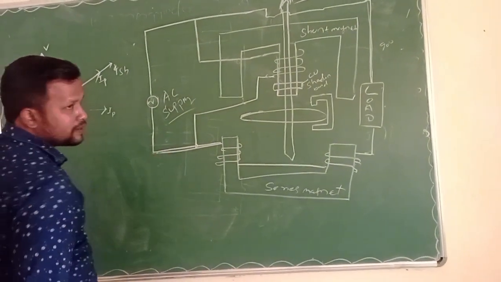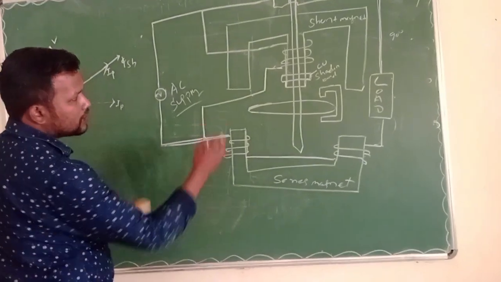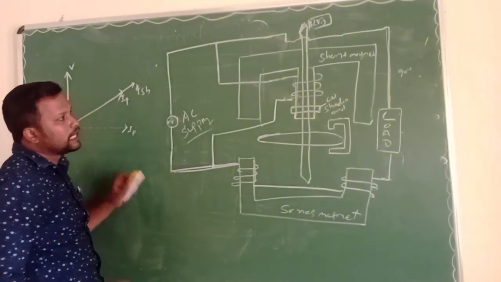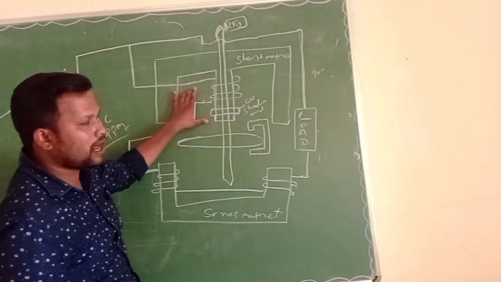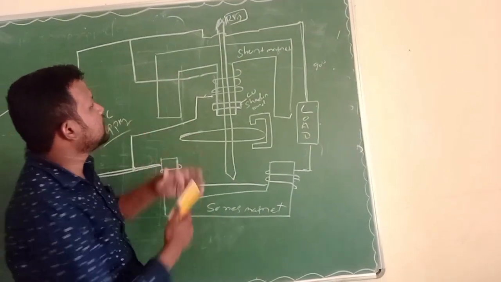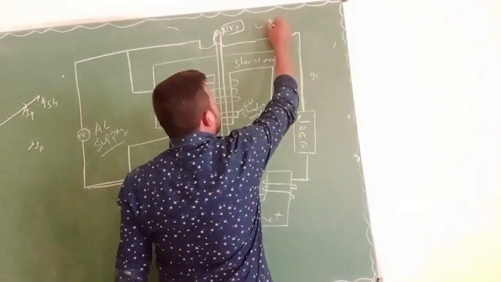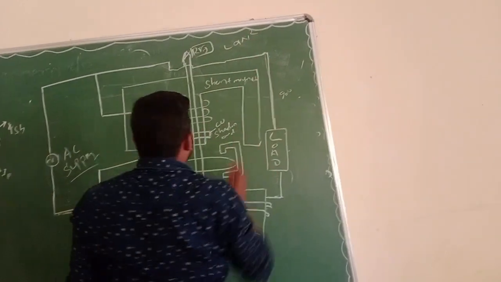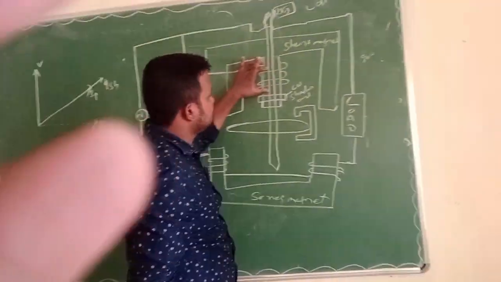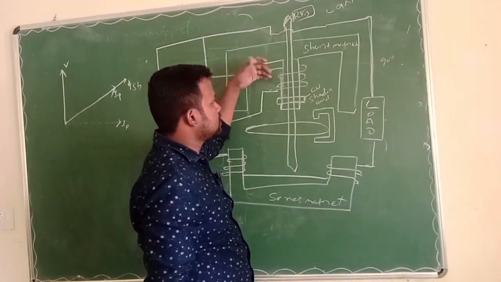The series magnet is highly resistive and low inductive. But in the case of the shunt magnet, it is more inductive and less resistive. Why? Inductance is proportional to N squared. If the number of turns increases, then the inductance also increases.